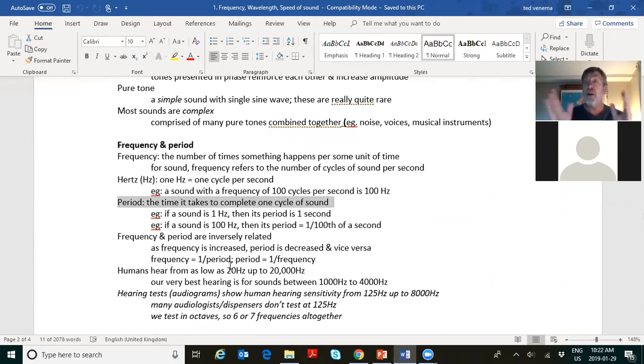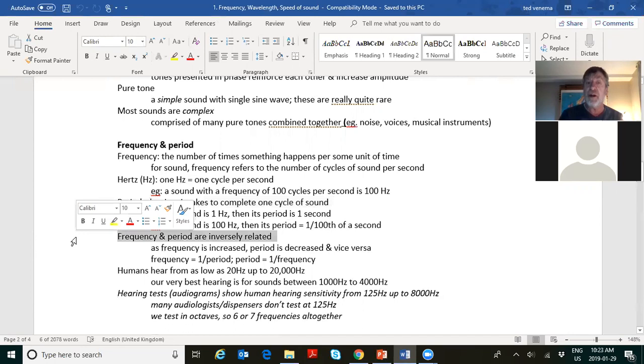The higher the frequency, excuse me, the shorter the period. The lower the frequency, the longer the period. The longer it takes to complete one cycle. Same with wavelength. The higher the frequency, the shorter the wavelength. The lower the frequency, the longer the wavelength. So they are inversely related.